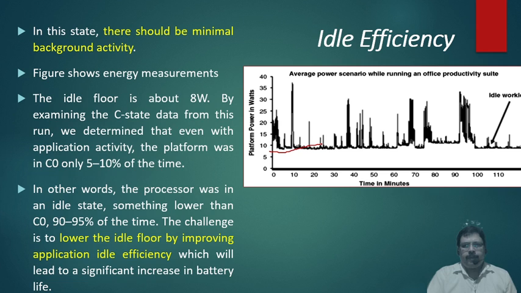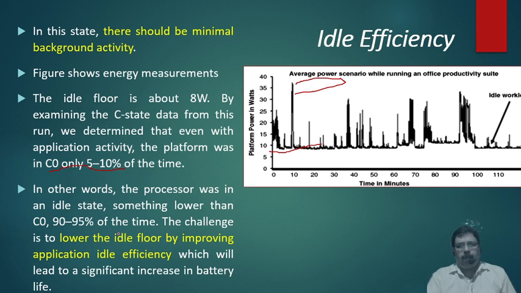by the processor when it is in the idle state, and that is more than the C0 state. C0 state is a busy state, we know that. If the processor is maintained at only 5 to 10% in the busy state, then the energy efficiency can be achieved.